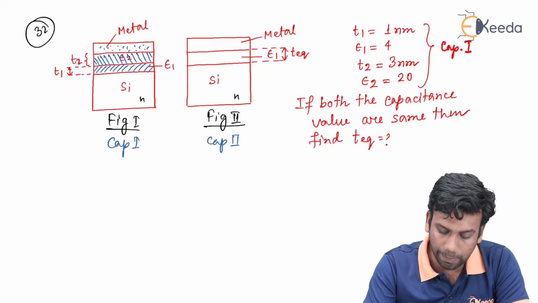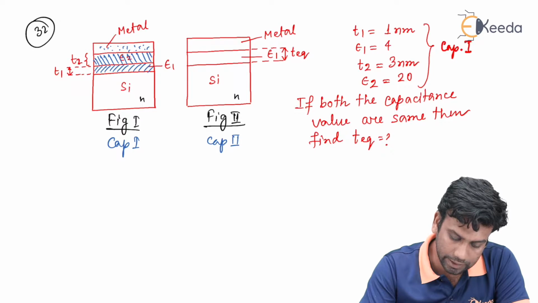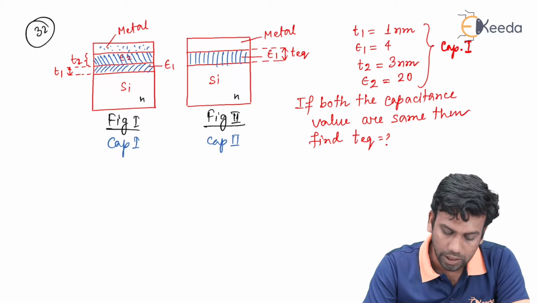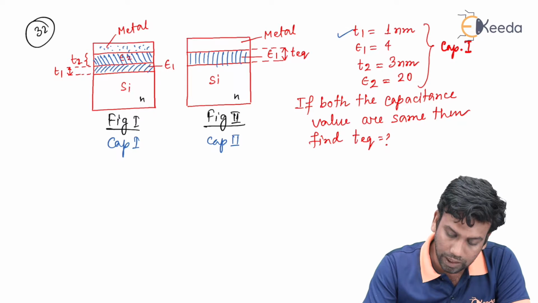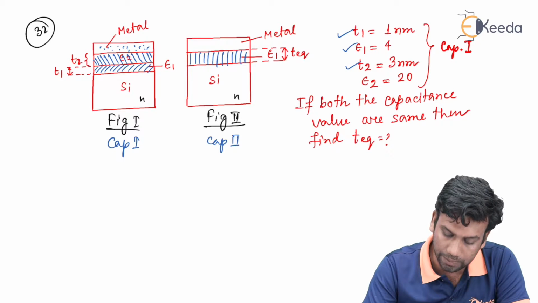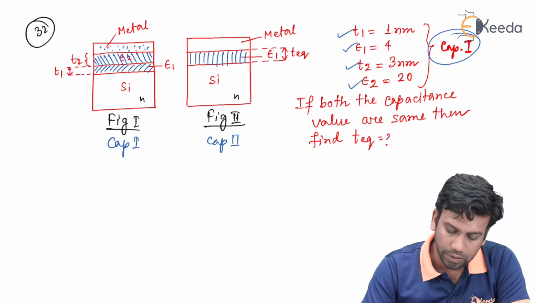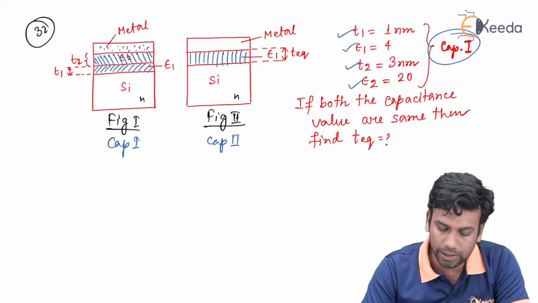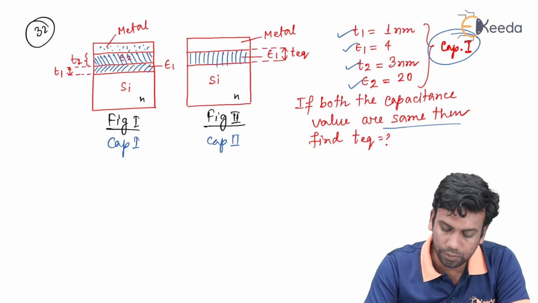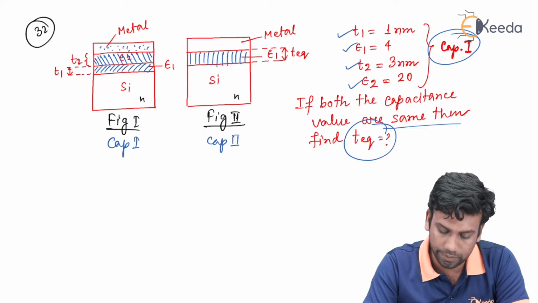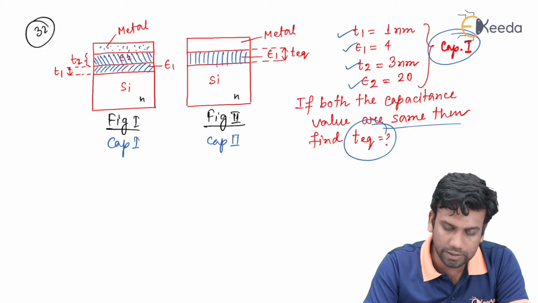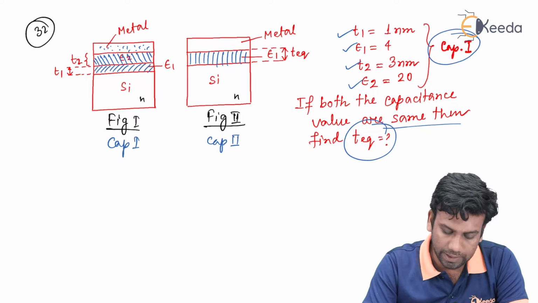Now in capacitor 2 only one dielectric is there, of thickness T equivalent, and a metal. T1 is given as 1 nanometer, epsilon 1 is 4, T2 is 3 nanometer, and epsilon 2 is 20 for capacitor 1. If both capacitances are of the same value, then find the value of T equivalent. In this case we can see it is a MOS capacitor with an N substrate.